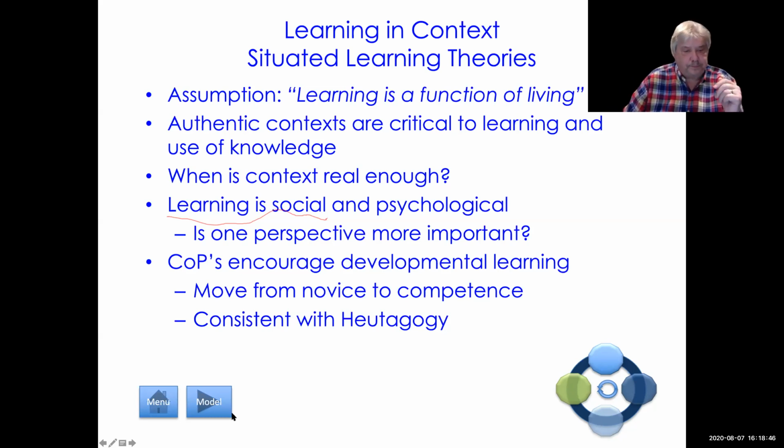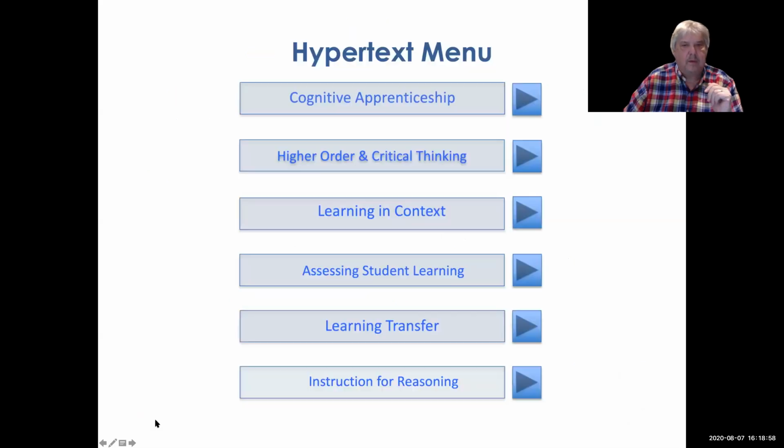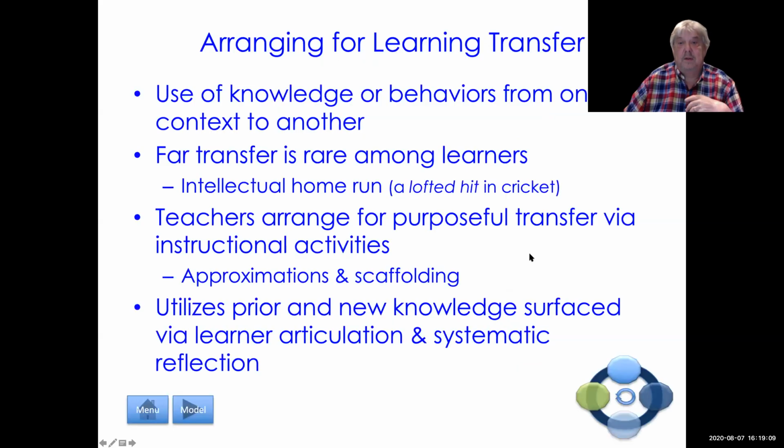So, okay, well, let's go back to the menu here, and I've got to get rid of my pen, I guess. I guess I'll just do it automatic. Here we go. And so we've done higher order thinking and learning in context. I'm going to jump down and talk about learning transfer, because that's the thing.